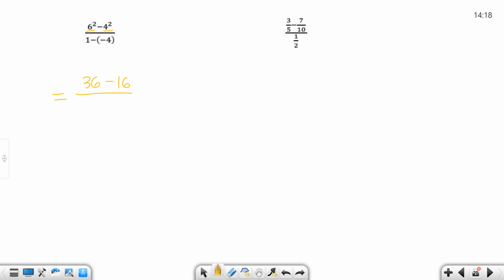Let's finish that. 36 minus 16 is 20. Now there's nothing else I can do to the numerator. So I'm going to move on to 1 minus a -4. What do I do with minus a negative? I want to change it to one sign. It's going to be 1 plus 4, right? And what is 1 plus 4? It's going to be 5. Now that's simplified, so I bring the 20 down and the 5 down to the last step. So 20 divided by 5, does 5 go into 20? Exactly 4 times. So 20 over 5 is 4.